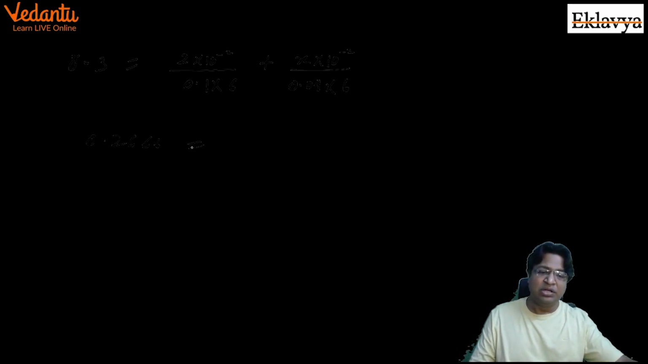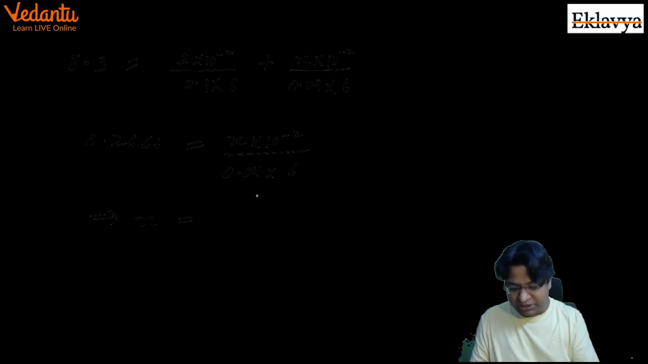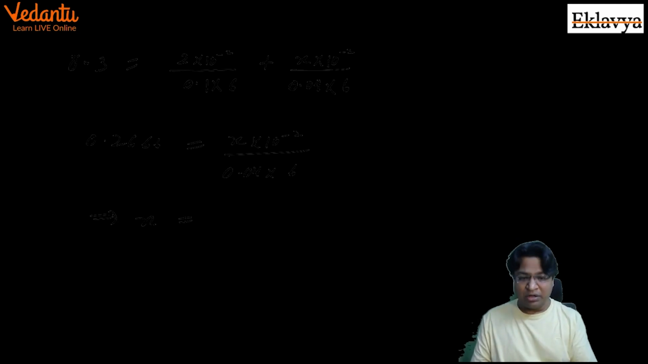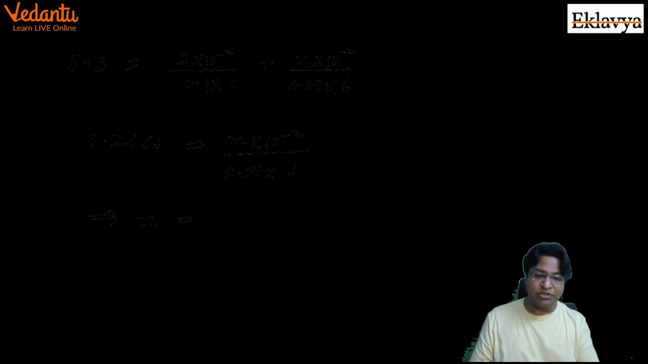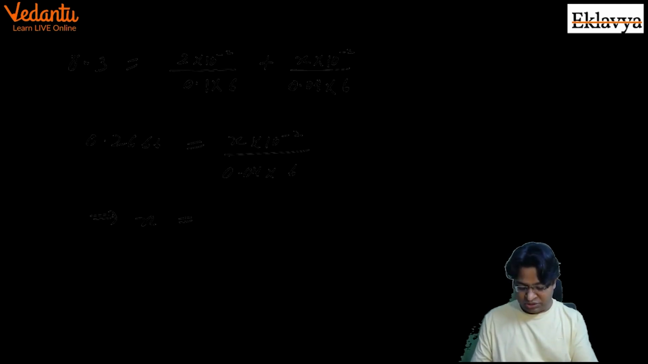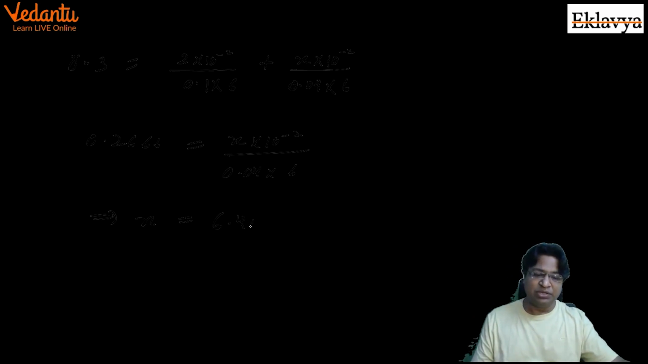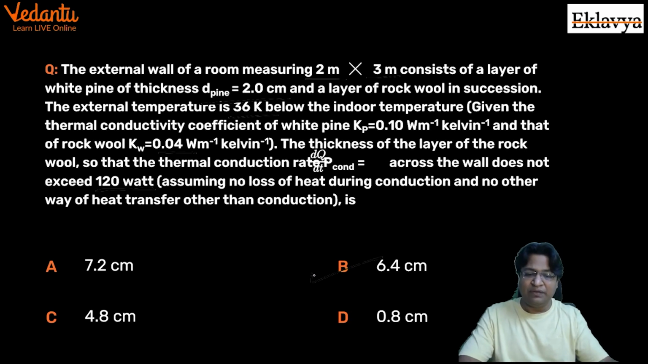I've got 0.266 equals X into 10 raised to power minus 2 upon 0.04 into 6. So the value of X, I'll do it on the calculator now. I multiply 0.266 with 0.24, that's the product of 0.04 and 6, and then divide it with 10 raised to the minus 2. Dividing by 0.01 gives me 6.4. So 6.4 centimeters is something we should be seeing in the options, and yes, we do have that. So option B would be the correct answer to this question.